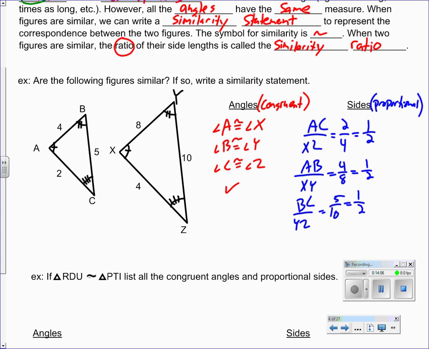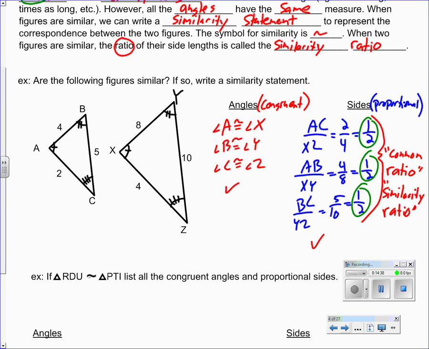So all three of these are proportional because they have the same ratio. This is called a common ratio between the sides, and for similarity, this is called the similarity ratio. The ratio between all the sides is the same. It's all 1/2. So these are similar.